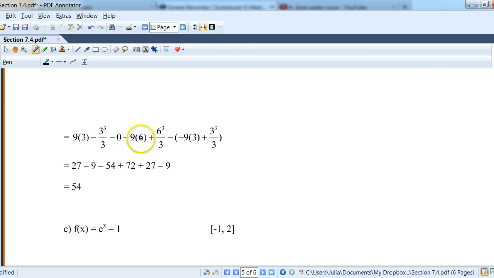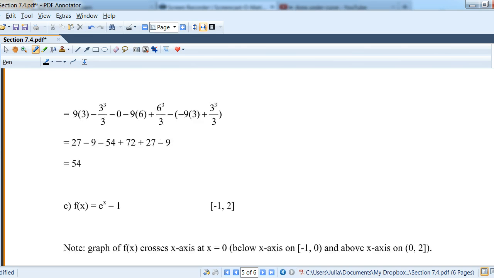We had negative 9 times 6 plus 6 cubed over 3 minus, since we're plugging in the 3, this is how you know you're doing this correctly. Notice how there's 27 minus 9, and then there is again 27 minus 9 at the end. They should be the same sign. That's how you know that you're doing this right. So they should not subtract and cancel. There should not be too much cancellation in this case. So the answer would be 54 if you check all the signs carefully.